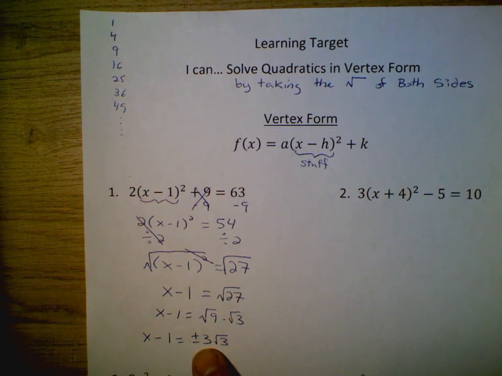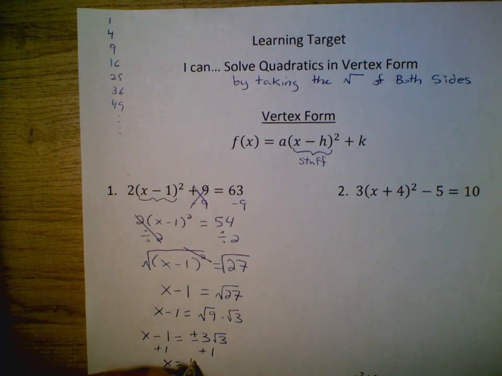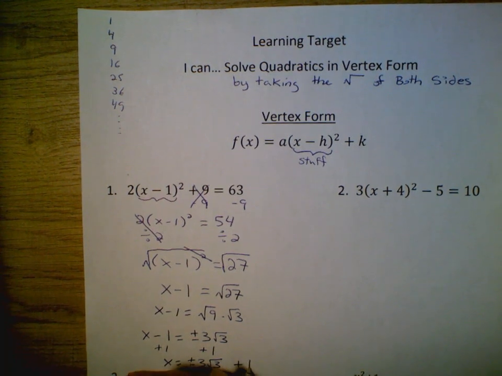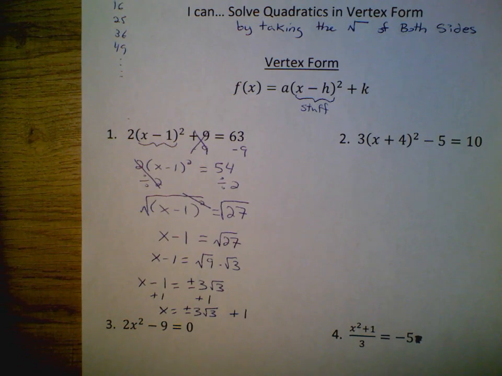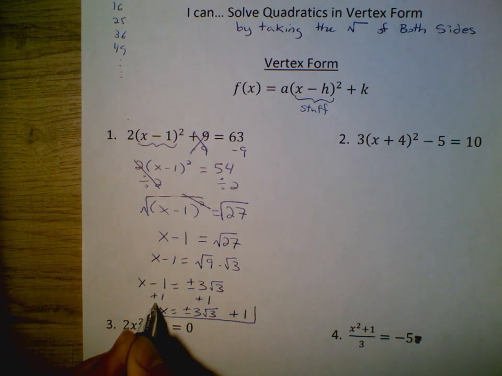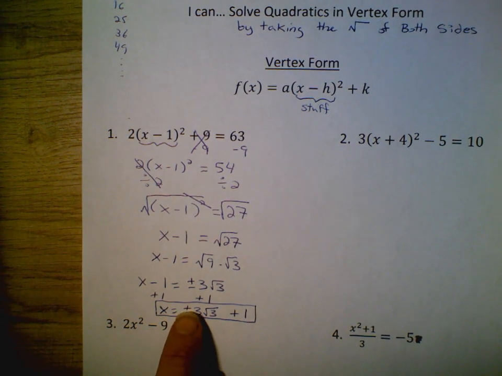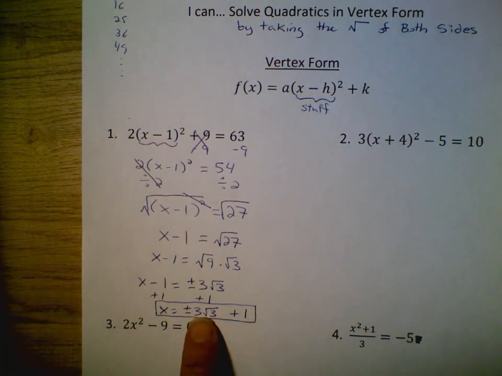And then the last thing I do, now that I've simplified the square root, is I just add 1 to both sides. So I get the answer x equals plus or minus 3 times the square root of 3 plus 1. These are not like terms, so I cannot combine them. I leave my answer as this mess, so to speak. It is plus or minus this 3 times the square root of 3, plus 1. There's no combining here because they're not like terms.